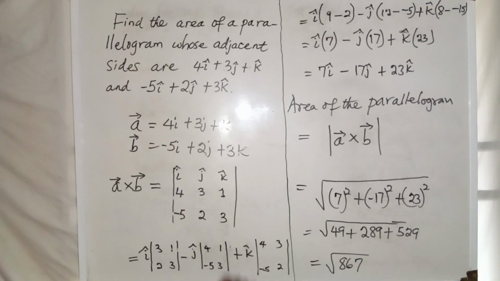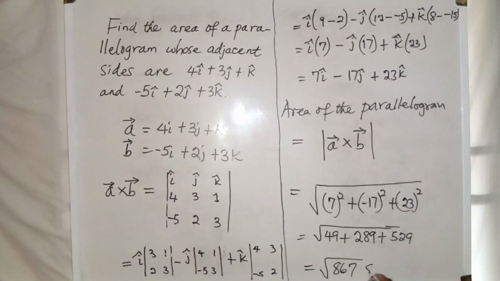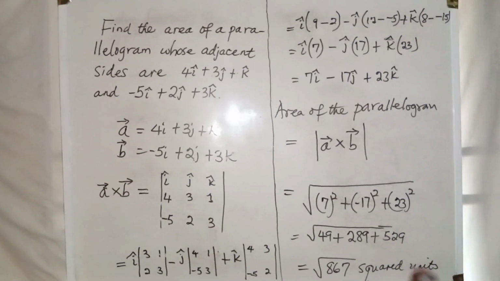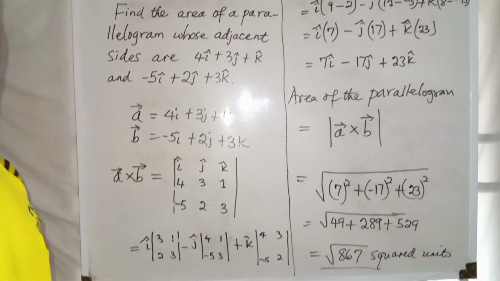Remember, we're talking about the area, so we work in square units. The area is the square root of 867 square units. That is the answer to the question using the knowledge of vectors.